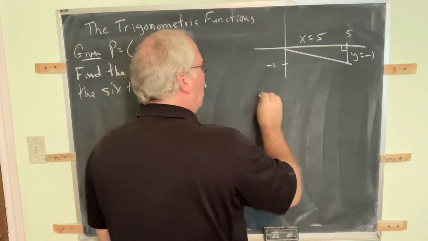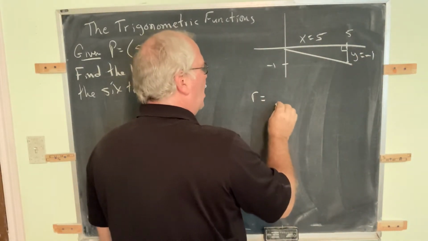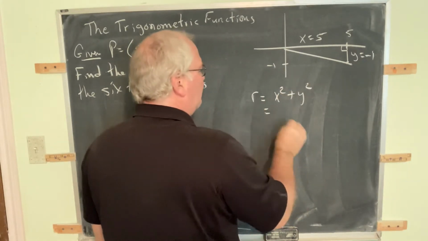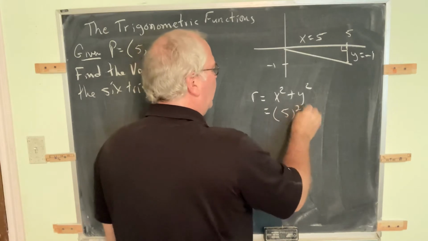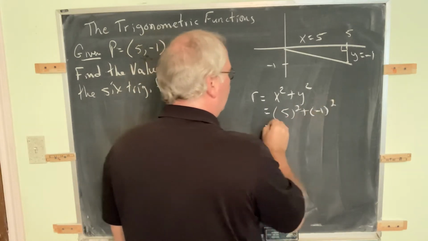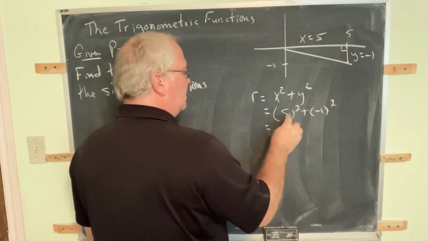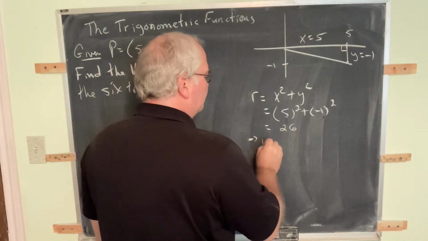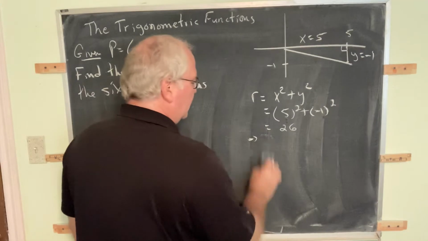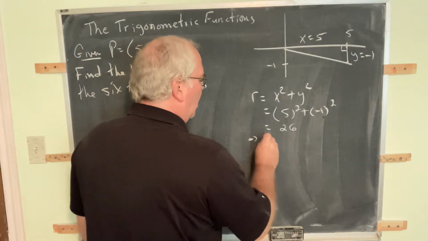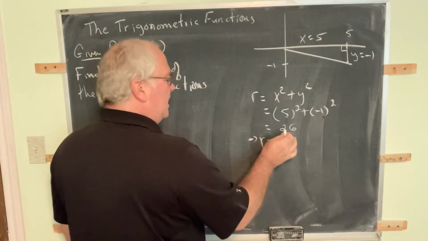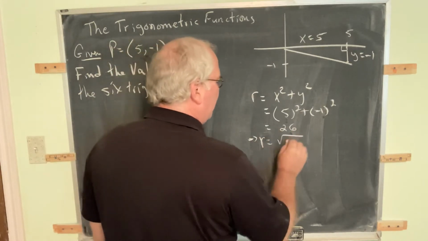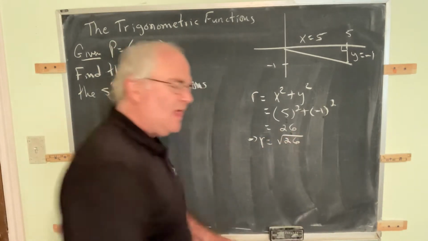We need to compute r. So we know r squared is equal to x squared plus y squared. We know that's equal to 5 squared plus negative 1 squared. Let's cut to the chase: 25 plus 1 is 26. And so that implies that r is equal to, we want either the positive or negative square root, but remember we're going to choose the positive square root of 26.